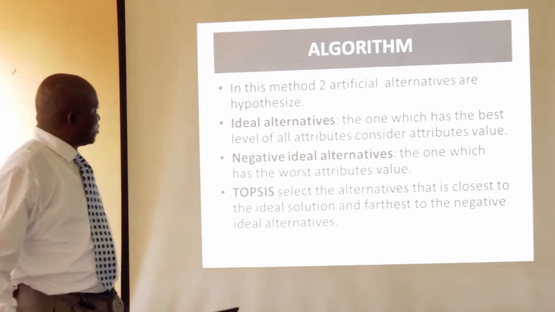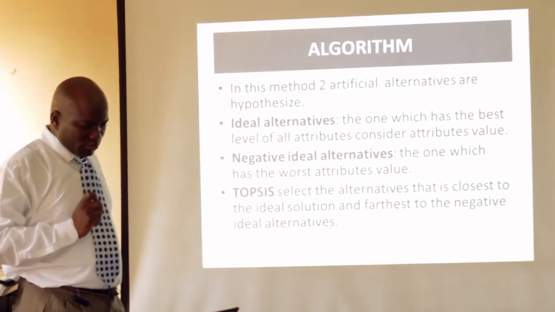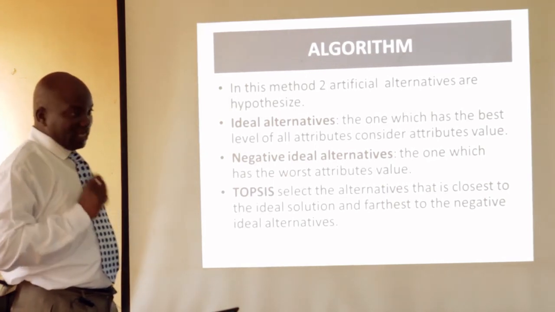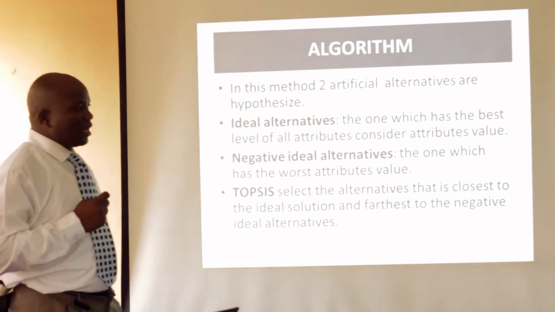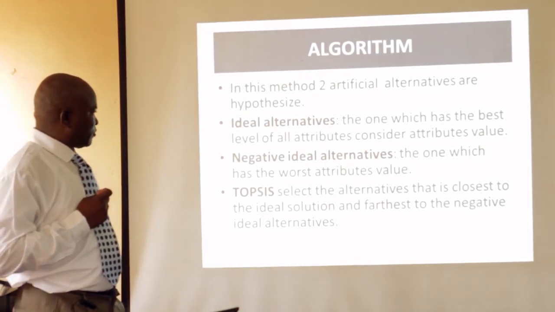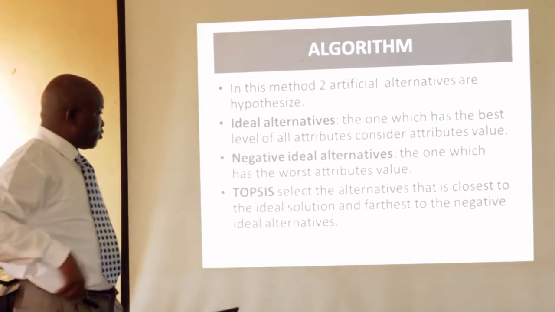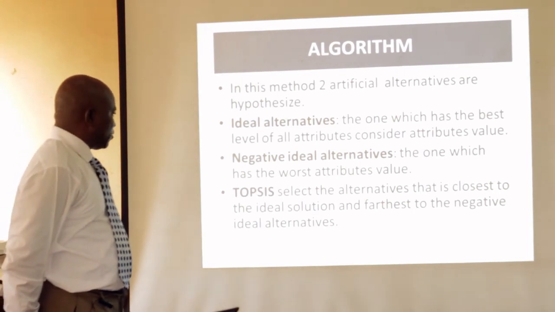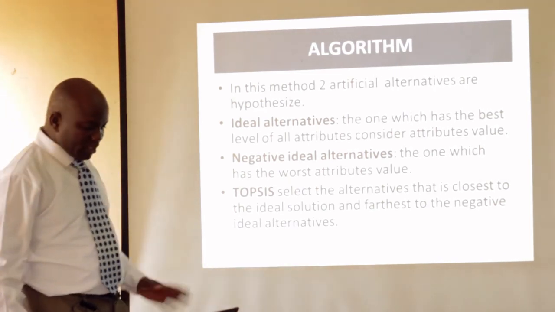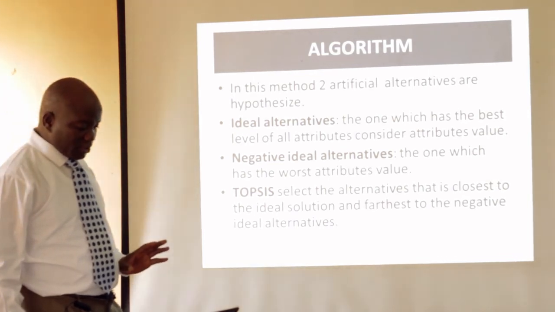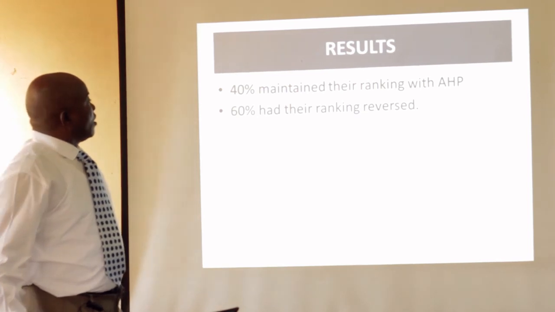Now, the algorithm. In this methodology, 2 artificial alternatives are hypothesized. The first is the ideal alternative, the one which has the best level of all attribute values, and then we have the negative ideal alternative, the one which has the worst attribute values. So based on this TOPSIS methodology, you select the alternative that is closest to the ideal solution and farthest from the negative ideal alternative. However, there are some intriguing mathematical computations that you can find in the journal publication.